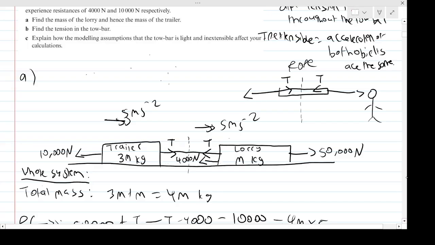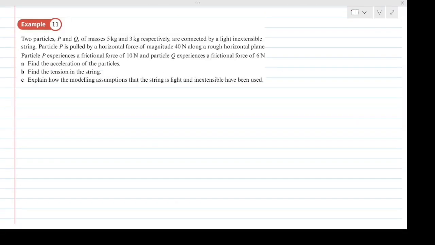And that's what that means, okay? So there we are. And you do need to remember what those assumptions mean, and that's what I just said here. Right. Okay, so we've got this question here. We're told two particles, P and Q, of masses 5 kilograms and 3 kilograms, are connected by a light and inextensible string. Particle P is pulled by a horizontal force of magnitude 40 along a rough horizontal plane. Particle P experiences a friction of 10 newtons and particle Q experiences a friction of 6. It wants me to find the acceleration, okay? So I'm just going to plot the information down and you'll spot it's basically exactly the same scenario.